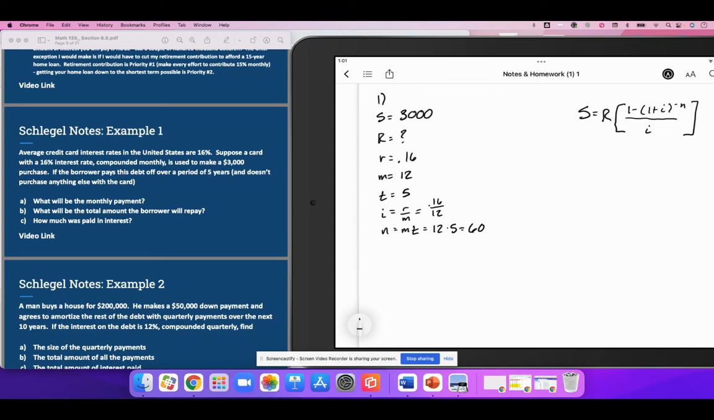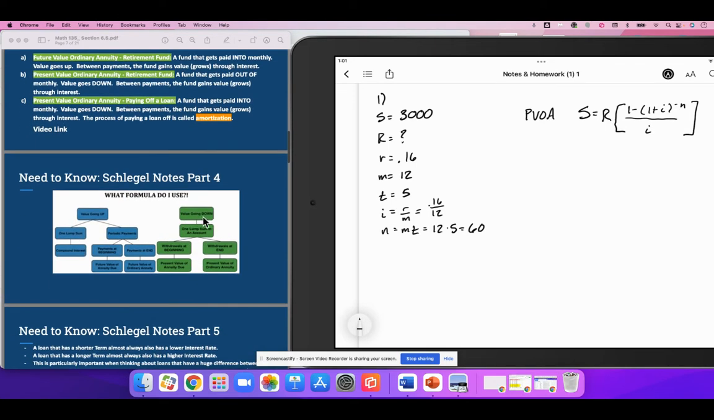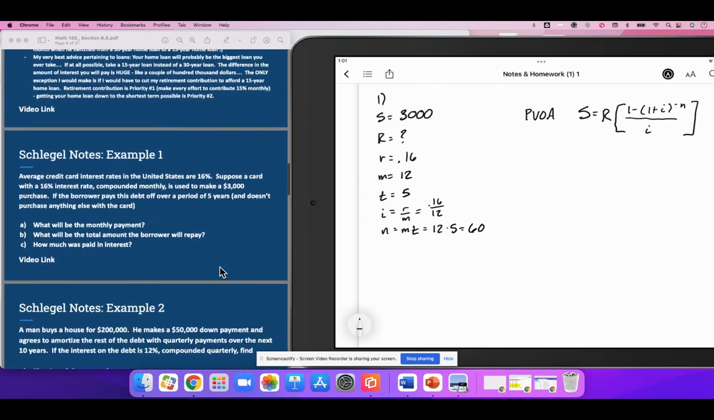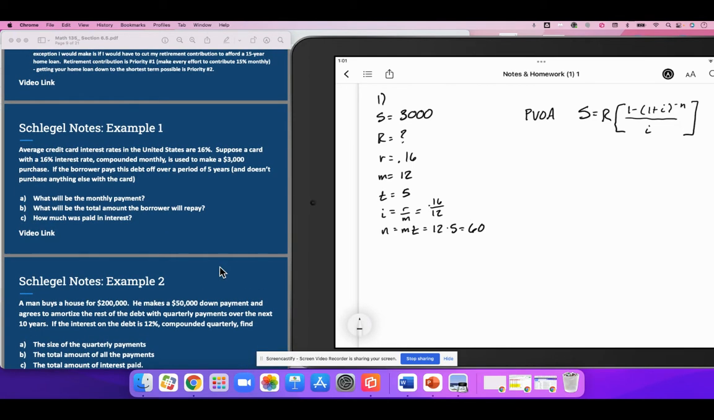And so we swap our information over here into the present value of ordinary annuity formula, because as we saw in one of these previous slides, this is a case where the value is going down. A loan is one lump sum in the account. We are making withdrawals or payments to the account. And so the present value of ordinary is what we use because the value is going down. So our S is 3,000. Our R, we don't know. 1 minus 1 plus I, which is 0.16 over 12, to the power of negative 60, over 0.16 over 12 again.